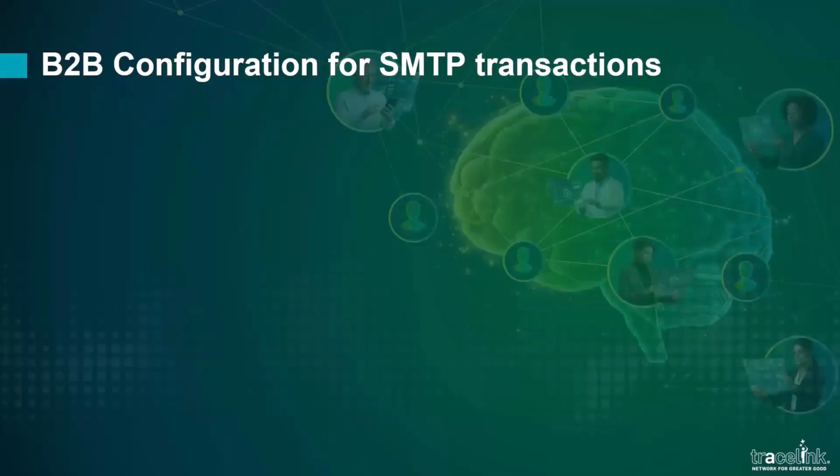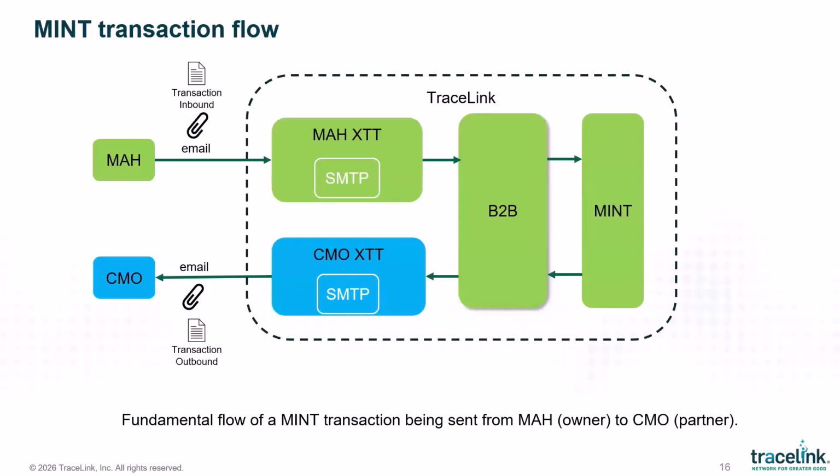Let's now look at the configurations required to send B2B transactions through SMTP connections. The picture here depicts the fundamental flow of a Mint transaction being sent from the MAH to the CMO. You send an email with a transaction attached, for example, a purchase order, to TraceLink. XTT, which stands for Extensible TraceLink Transfer, receives this file, identifies the correct application, in this case it's Mint, and sends the file to B2B.